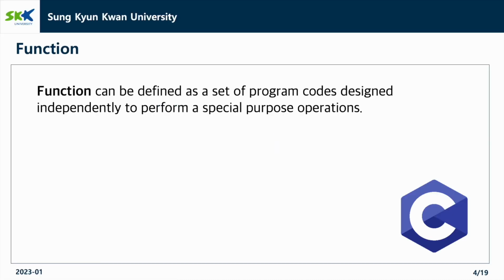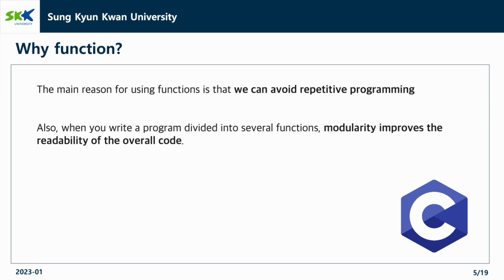A function can be defined as a set of program codes designed independently to perform special purpose operations. So, why do we use functions? The main reason for using functions is that we can avoid repetitive programming. Also, when you write a program divided into several functions, modularity improves the readability of the overall code.